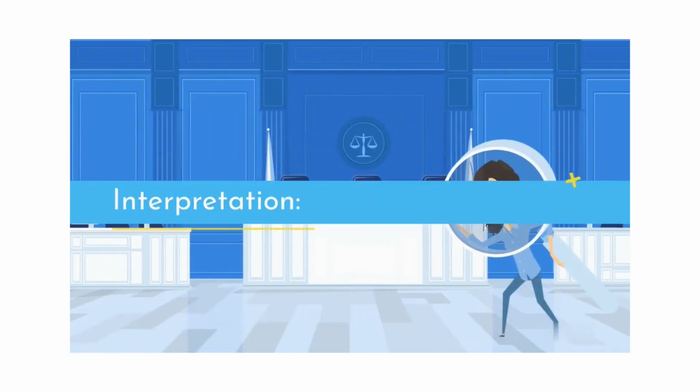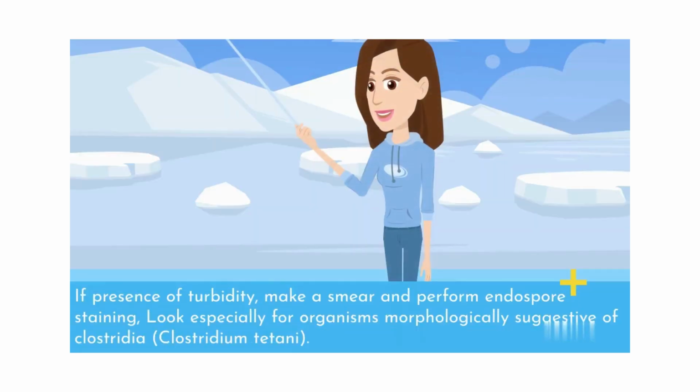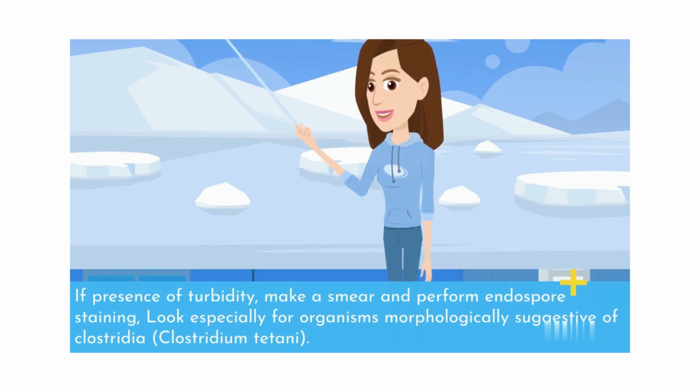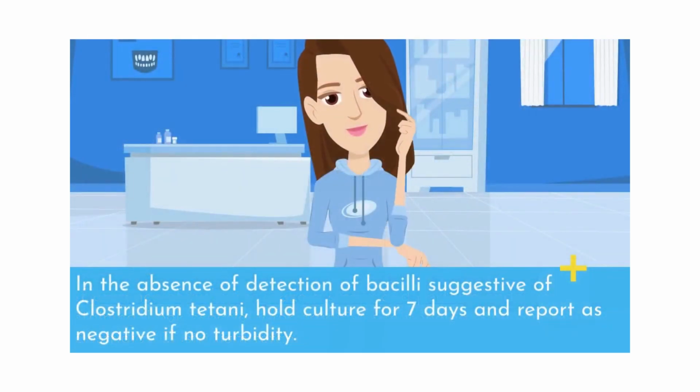Interpretation: if presence of turbidity, make a smear and perform endospore staining. Look especially for organisms morphologically suggestive of Clostridia, Clostridium tetani. In the absence of detection of bacilli suggestive of Clostridium tetani, hold culture for 7 days and report as negative if no turbidity.